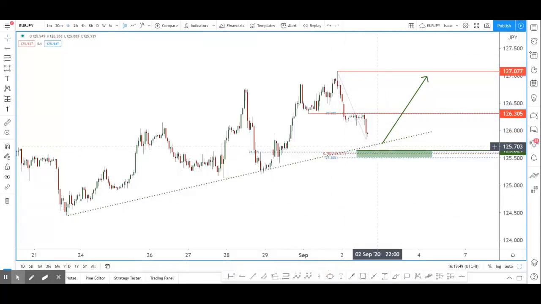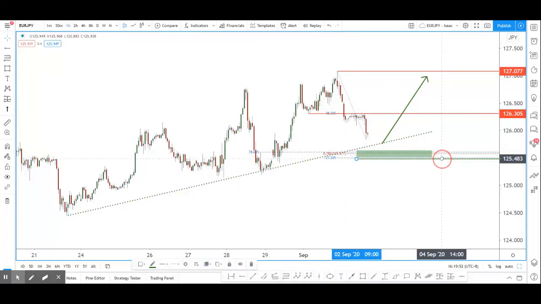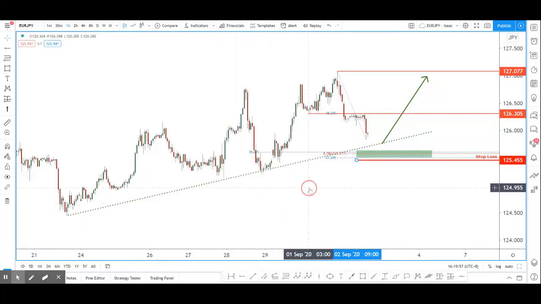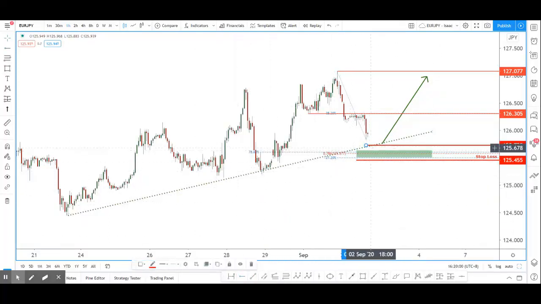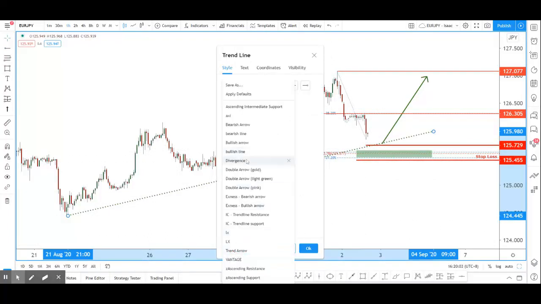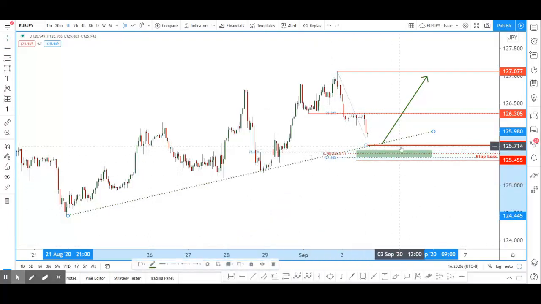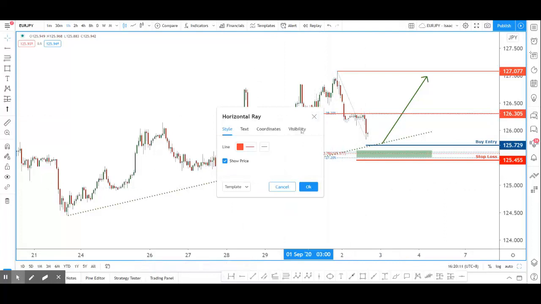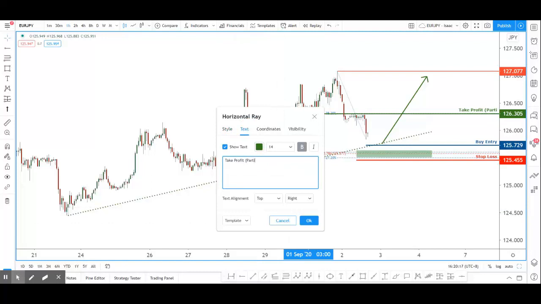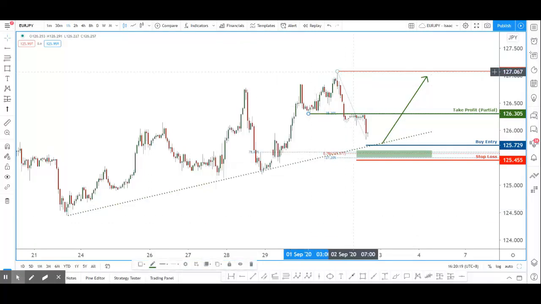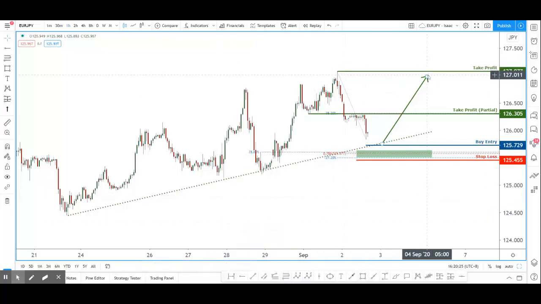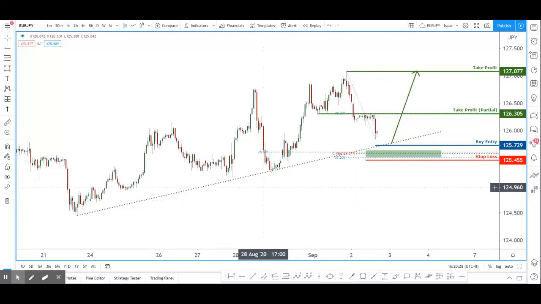What we can do is have our stop loss placed somewhere over here. This can be our stop loss. I can have my buy entry at the trendline level. Of course, I have two possible take profit levels. This will be the partial take profit, and this will be our full take profit. So this works out to be a very nice trade.